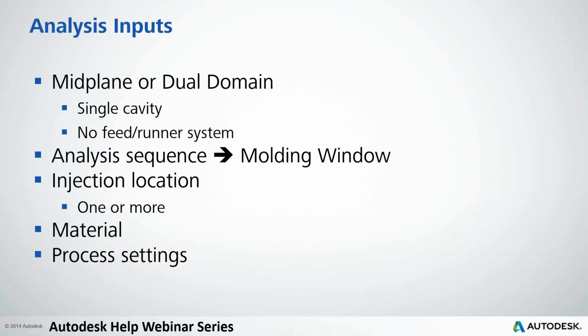So to set up the molding window analysis, these are some of the inputs. It's run with either a dual domain or mid-plane model, single cavity. Just due to the assumptions that the solver makes, no runner or feed system is required, and if you do try to run with it, it'll likely fail. The analysis sequence is the molding window, obviously. As I mentioned, you can have one or more injection locations. You want to choose a plastic material, and then there are a couple of the process settings that you'll want to adjust that I'll also go through.